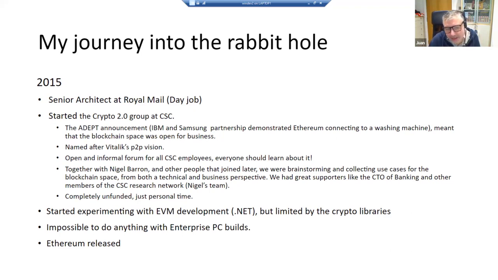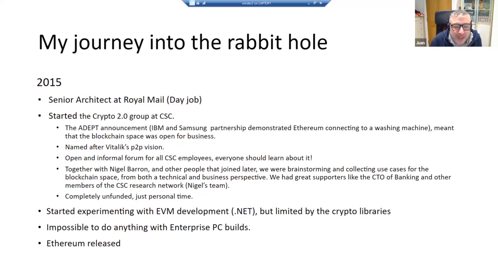And that's the same year, in January, I started the Crypto 2.0 group at CSC. The reason for this was mainly the announcement by IBM and Samsung of a partnership that demonstrated Ethereum connected to a washing machine, if you remember. This all of a sudden allowed the blockchain space to be something that you could do business with. Before that, it was treated like madness, similar to a big bull run when you get scammers. That's the perception everybody had at the time, and nobody would do any business. So in a way, that allowed me to come out and start this group.